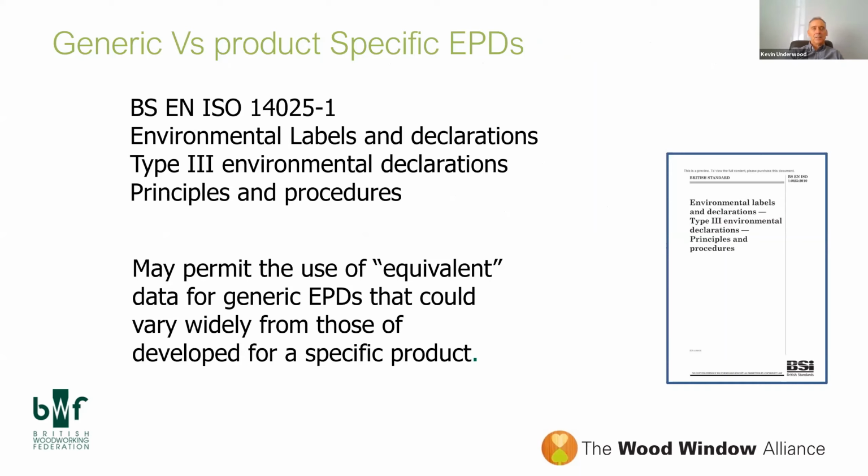BS EN ISO 14025, Environmental Labels and Declarations, Type 3 Environmental Declarations, Principles and Procedures. It says you may permit the use of equivalent data for generic EPDs that could vary widely from those developed for specific products. At the BWF, we were encouraging members to look at, rather than adopt a generic EPD for timber windows or doors, preparing life cycle assessments or EPDs for their own product. Then it could be more specific and more accurate.